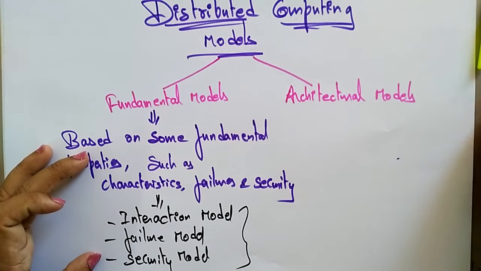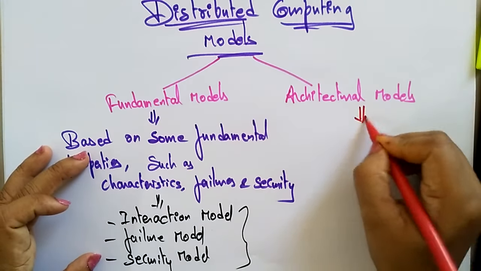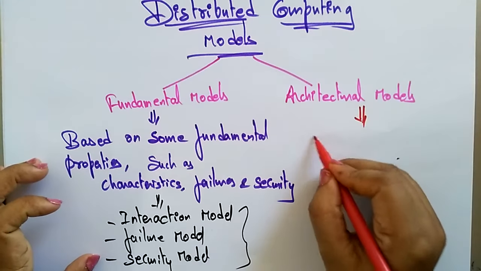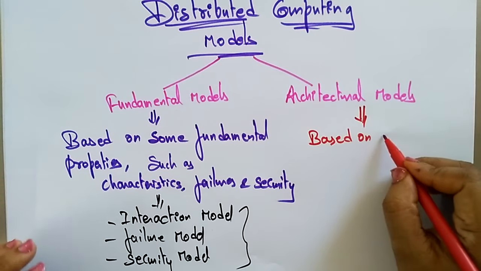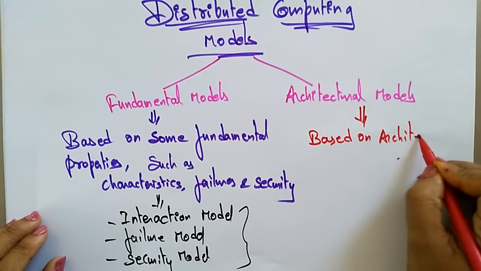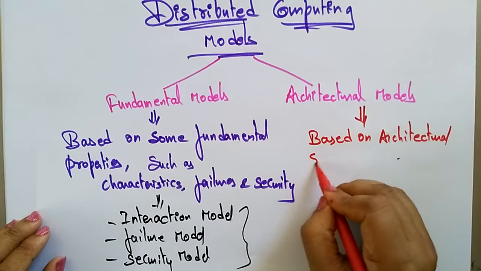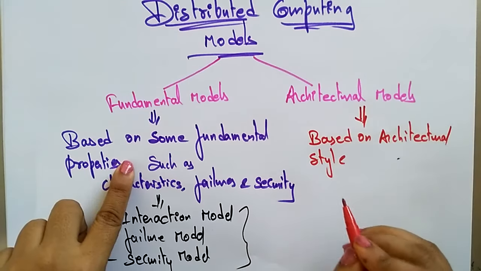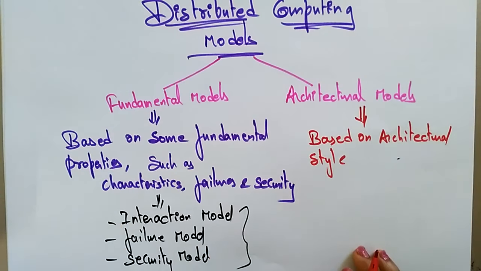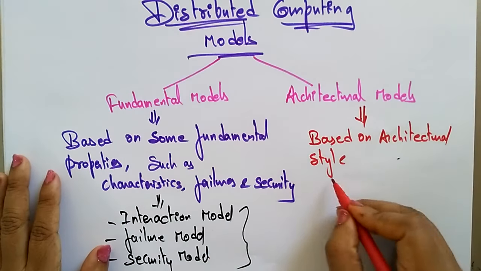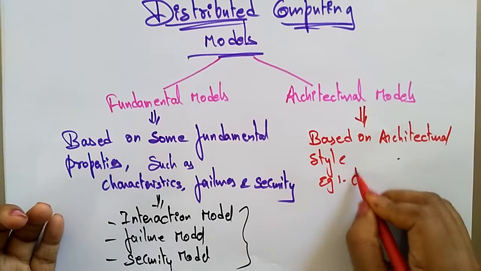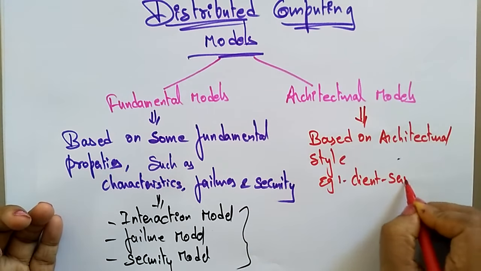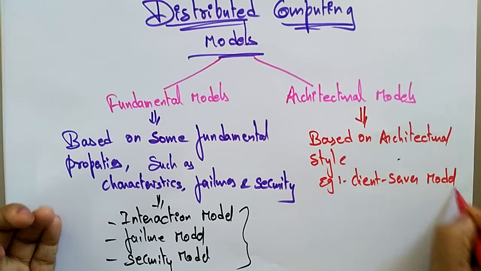Then what about the architectural models? Which models do we call architectural models? The architectural models are based on architectural style. So the fundamental models are based on fundamental properties, and these architectural models are based on the style. Examples of these architectural styles, classifying the processes, are the client server model and the peer to peer model.